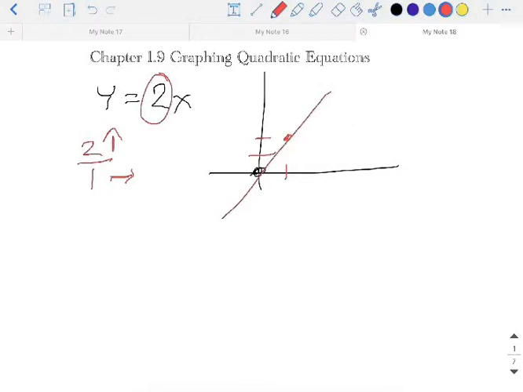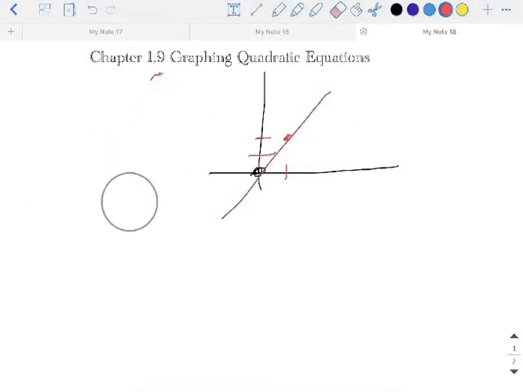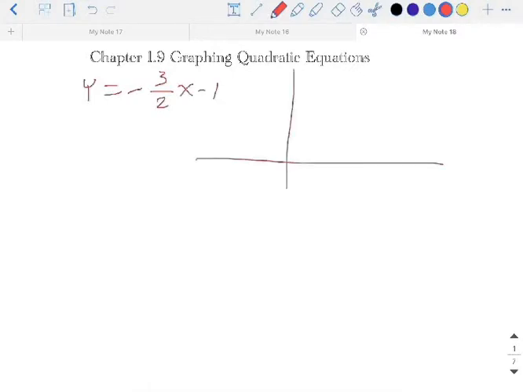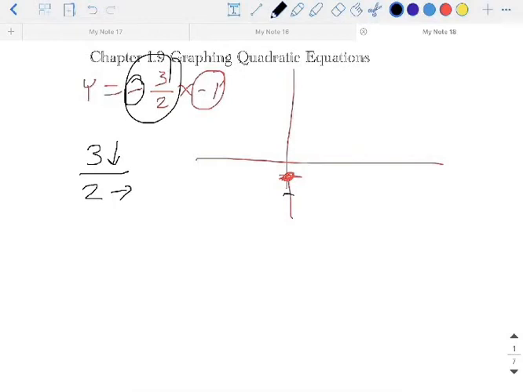So that's pretty simple. A little bit more complex equation could look like this: y equals negative 3 halves x minus 1. If you were to graph this on the coordinate grid, your b, the y-intercept, starts at negative 1, and then your slope is negative 3 halves, which means you go down by 3 this time because of the negative, then over 2. 1, 2, 3, then you go over by 2. And you can draw your line by connecting the 2 dots together.